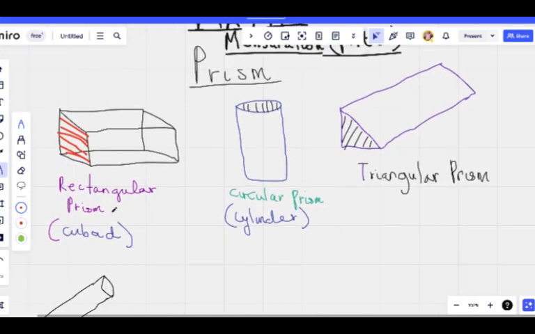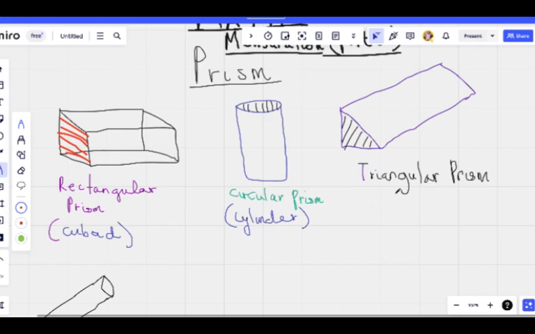Number 3, we have a circular prism called a cylinder. The cross-sectional area is a circle. That's why we call it a circular prism. A good example of a circular prism is a cylinder, like a drum, like a pipe, like oil pipes, and so on.